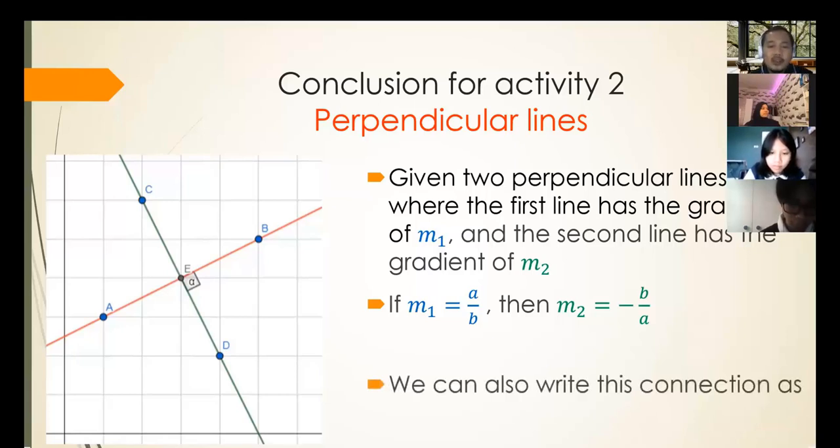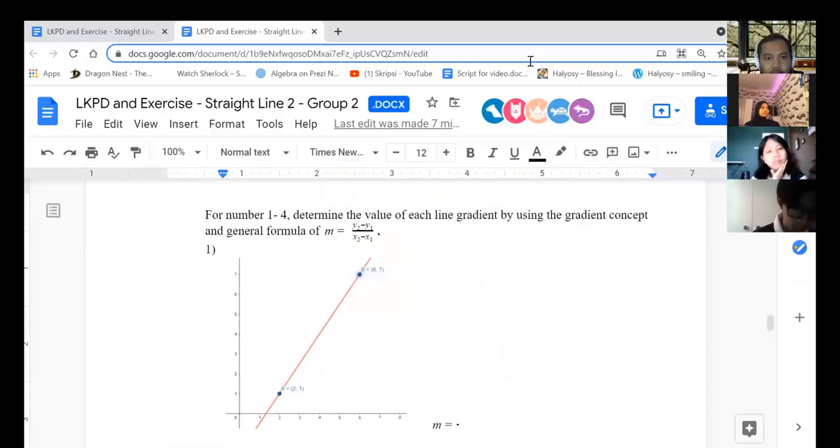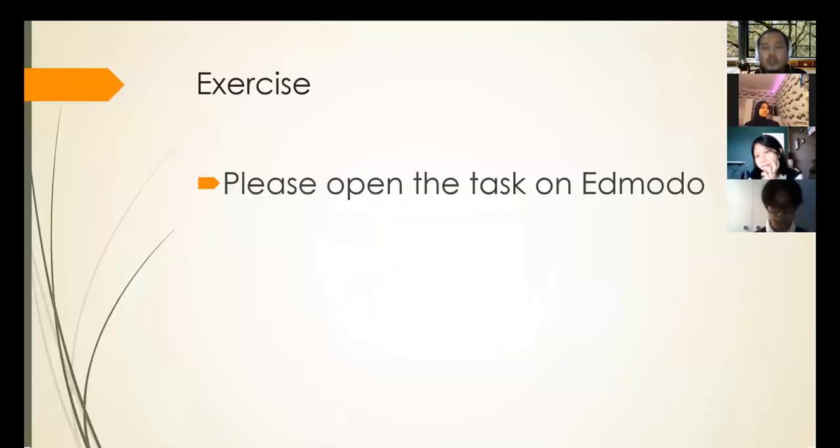Or we can also have another connection, because if you multiply these two gradients, then it will be equal to -1. Because we have done this, is there any question or anything that you might come up with?